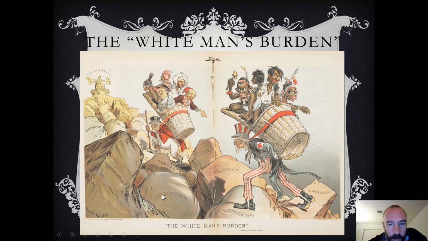And so here you see Uncle Sam, and you've got John Bull representing Great Britain, and they're carrying their people like good fathers, the people that they colonized, over the boulders and rough terrain of oppression and ignorance and vice and brutality and superstition, trying to get to the pinnacle of civilization. And so these terrible caricatures here are supposed to represent colonies.